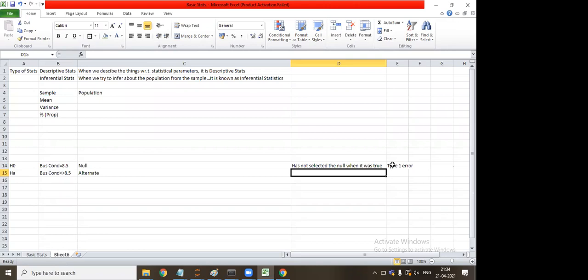There are different things which I need to explain once you are clear with the concept. One is why I have taken null as this and alternate as this, why it is equal to and not less than or greater than, and many more things I will explain with time. So till now, is type 1 error clear?